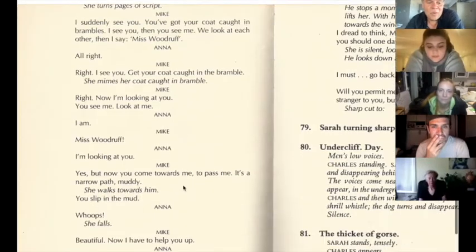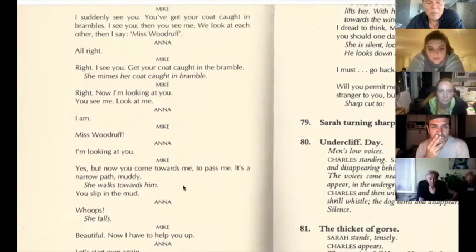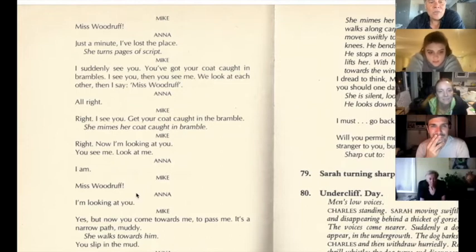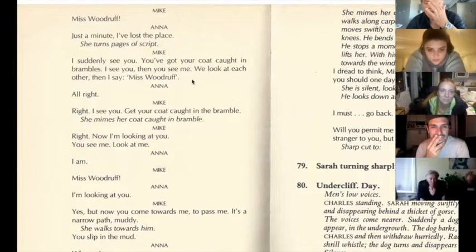Where I think the pivot word, and it's very Harold Pinter to not give you anything, you've got to figure it out, is the word beautiful. Because Miss Woodruff, just a minute, I've lost my place. She's lost her place. It's like a 1-page scene. So he's like, I suddenly see you. He's coaching you. You've got your coat on the brambles. I see you. Then you see me. We look at each other. And then I say, Miss Woodruff. And she goes, all right. Which is, wait till you hear how Meryl Streep does that. But like, all right, great. Yeah, okay. Right.